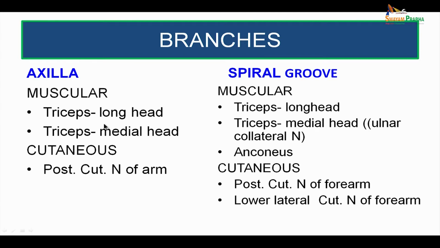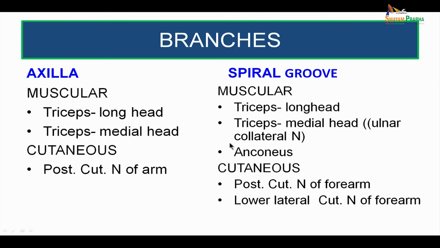In the axilla, it gives off the muscular branches, namely the branches to the long head of triceps and to the medial head of triceps. It also gives off a cutaneous branch called the posterior cutaneous nerve of arm.